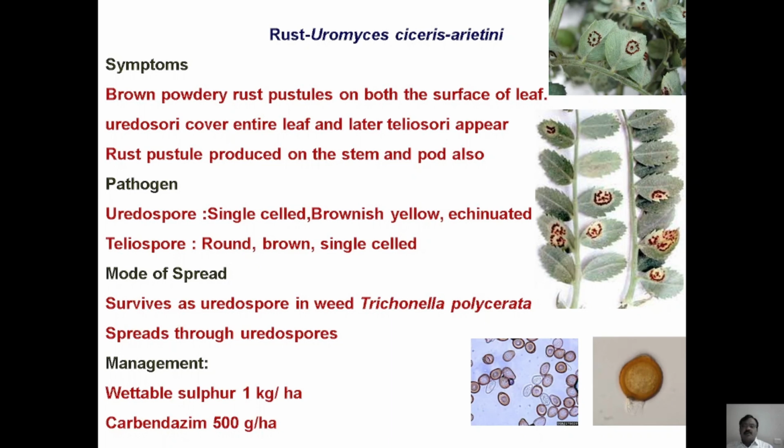So the uredospores are single-celled, brownish in color, pedicellate and acuminate, while the teleutospores are round, brown and single celled. It survives as uredospores in the weed host Trigonella polycerata, and the repeating spore, that is the uredospore, is responsible for severe spread of this disease. And to manage this disease, we can go for application of wettable sulfur at the rate of 1 gram per liter, or carbendazim at the rate of 500 gram per hectare, which will be very good against the disease.